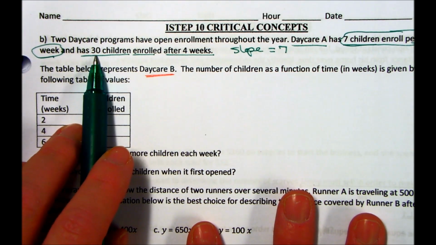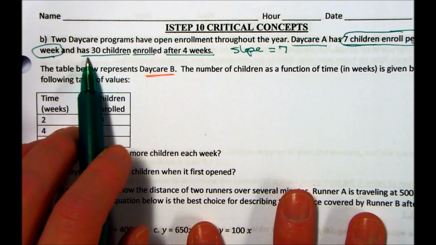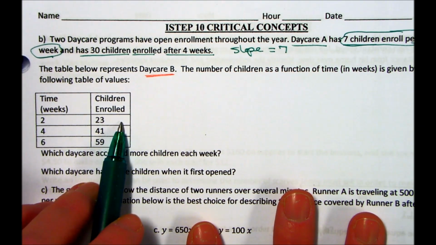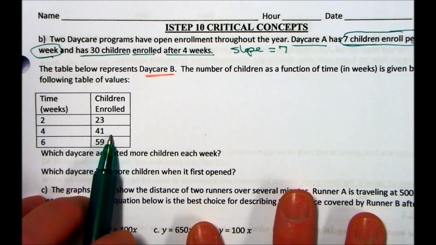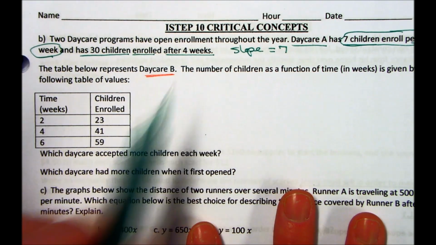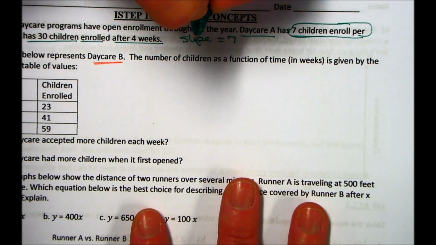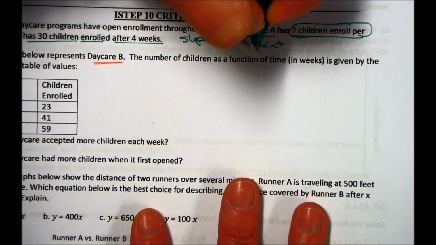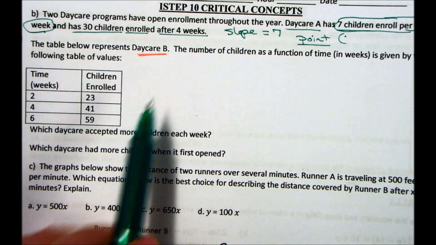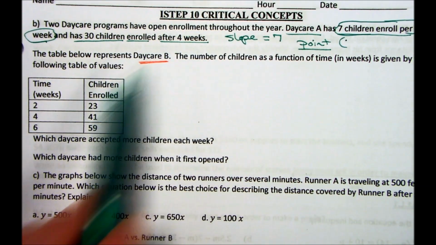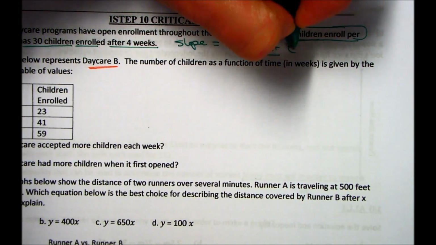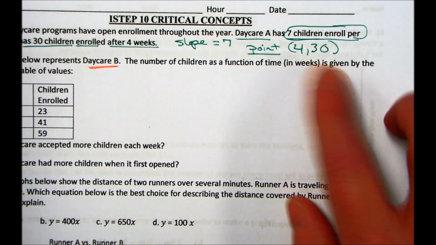Now, this 30 children enrolled after 4 weeks is just one data point, kind of like one data point here when they're saying after 2 weeks, 23 children were enrolled. After 4 weeks, 41 children were enrolled. So you have a slope and you have basically a point. Now be careful that you put the numbers in the right spot if you had to write the equation. 4 is your input value, or your weeks, and 30 is your output value, or your children enrolled. So 4, 30 would be your x and y value.